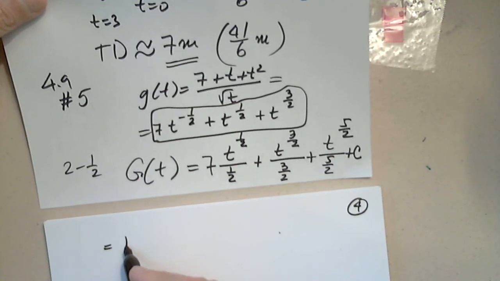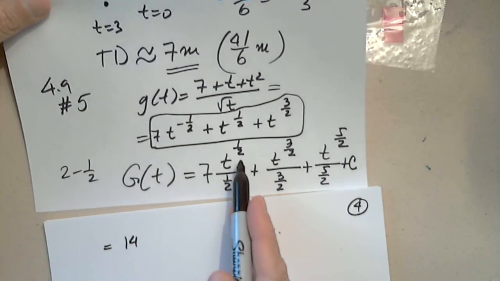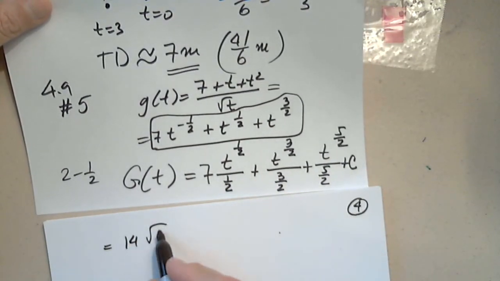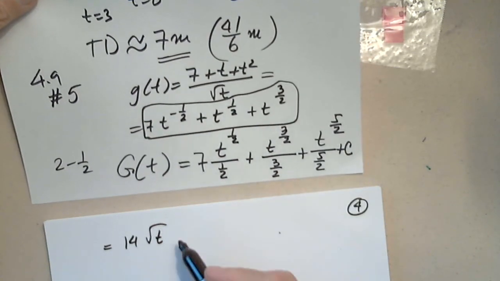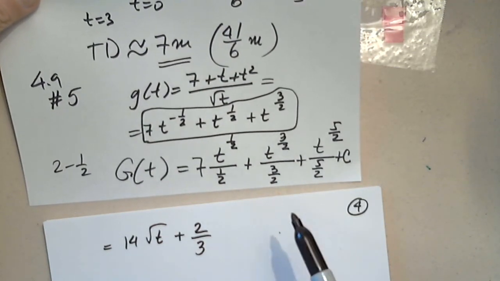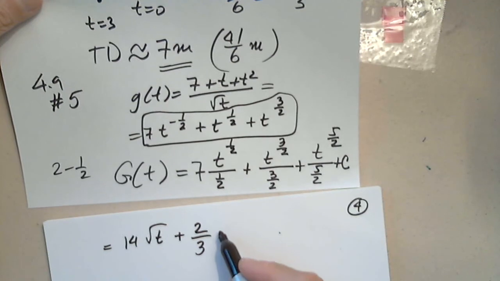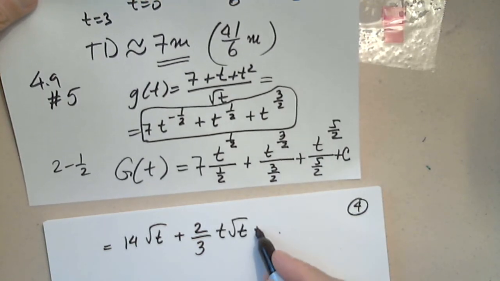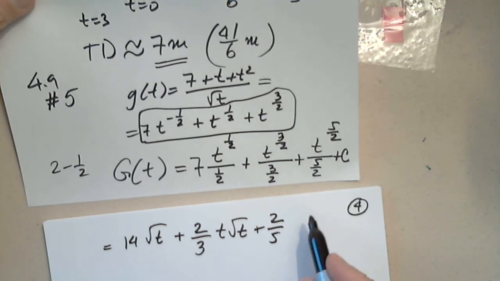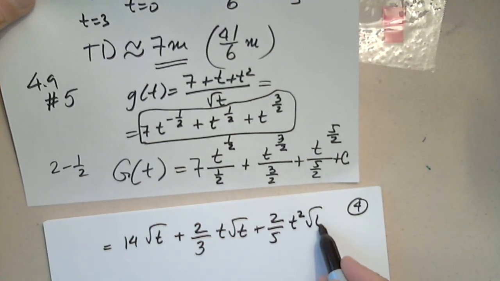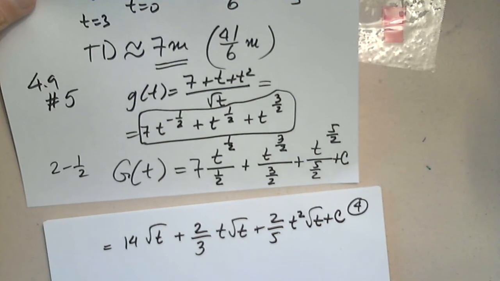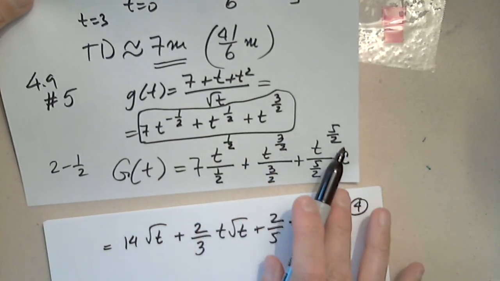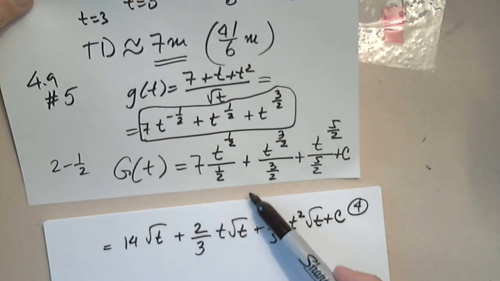So this will be 14 t to 1/2, you can write it as the square root of t if you like. Plus 2/3 t to 3/2, I can write it as t times the square root of t. Plus 2/5, and then I have t squared times the square root of t, plus a constant c. Or you can just leave it with the powers as they are, but you have to flip the denominator.